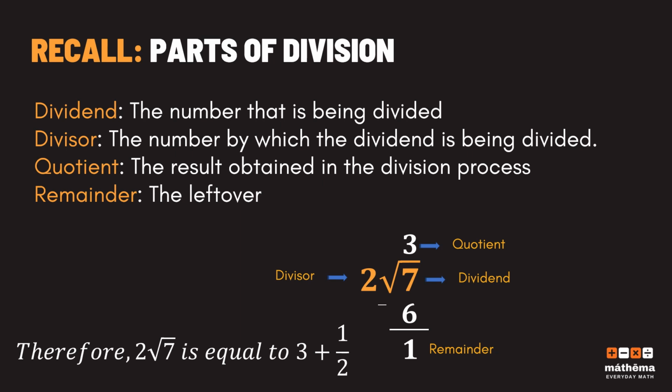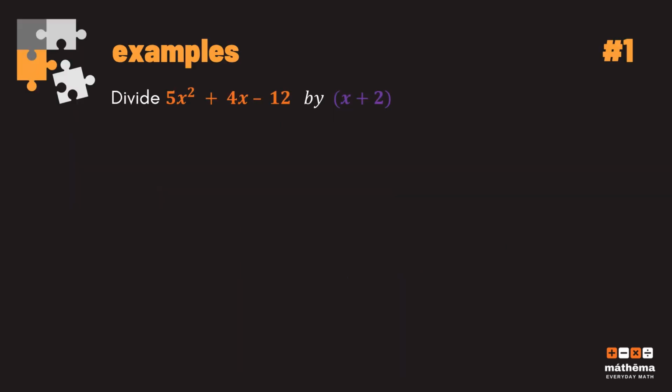The same process can be applied when we are to divide polynomials. For example, 5x squared plus 4x minus 12 divided by x plus 2. So to start, let us set up our process.